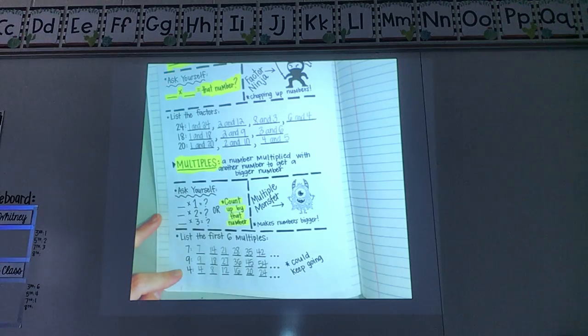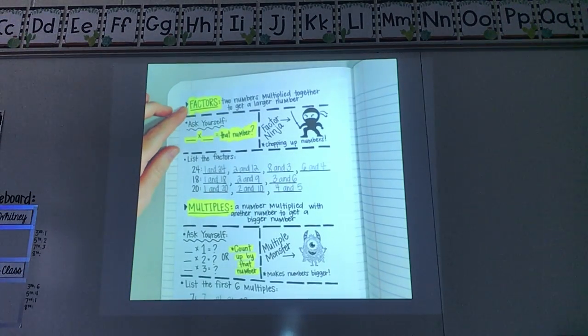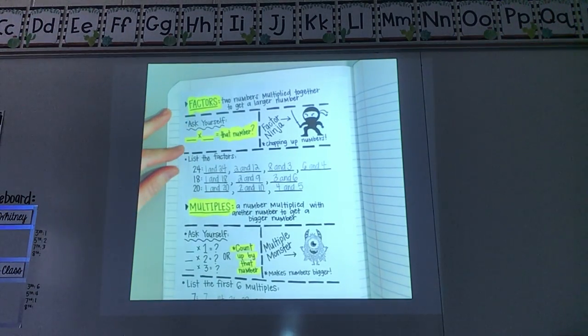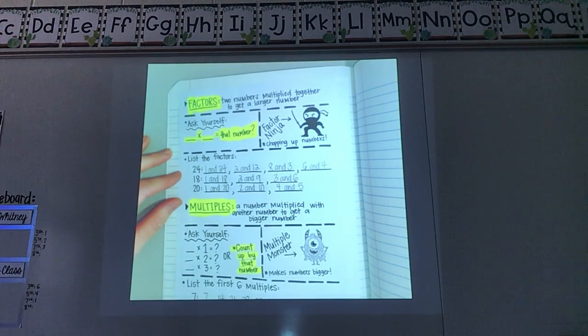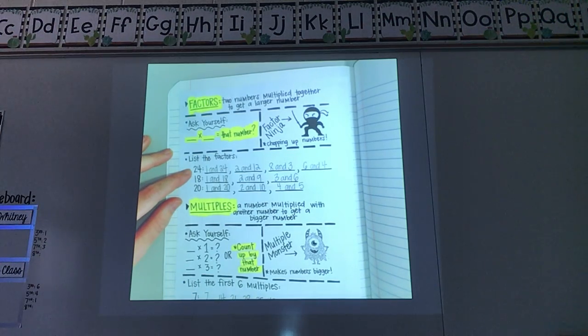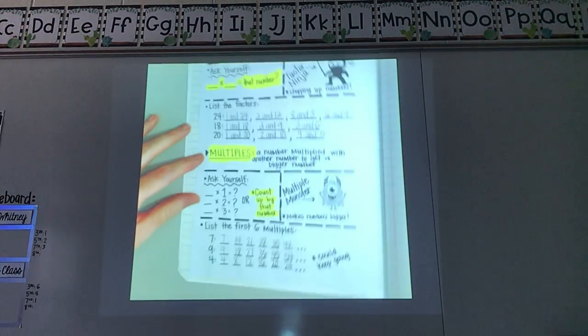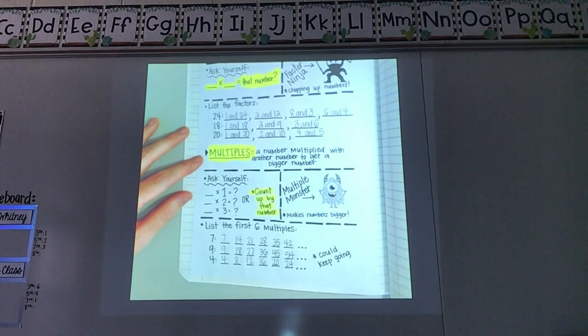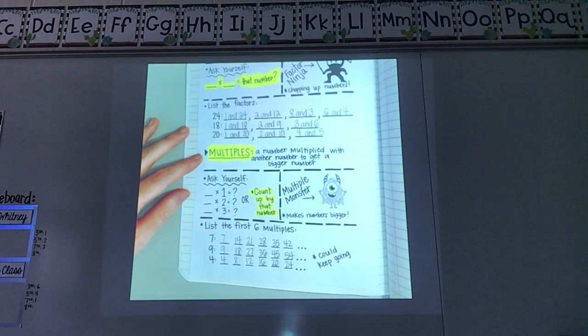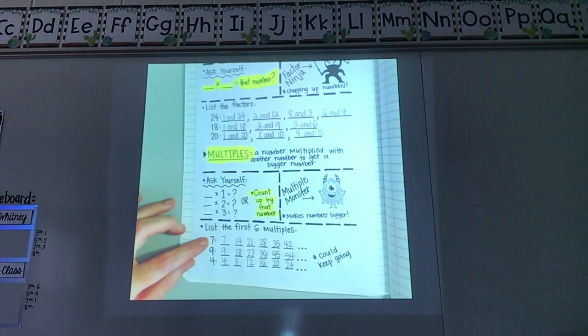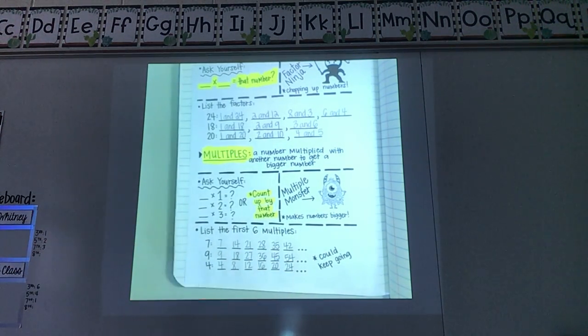So just for a quick review, factors, we're going to ask ourselves what times what gives us that number. So if they give us the number 24, we are thinking what times what equals 24? And we're going to list all of the ones that we can think of. Multiples means that we are multiplying that number to get bigger numbers, or we're just counting up. It would be the same thing. So if they're wanting the multiples for 7, we are just counting up by 7 to get bigger numbers.